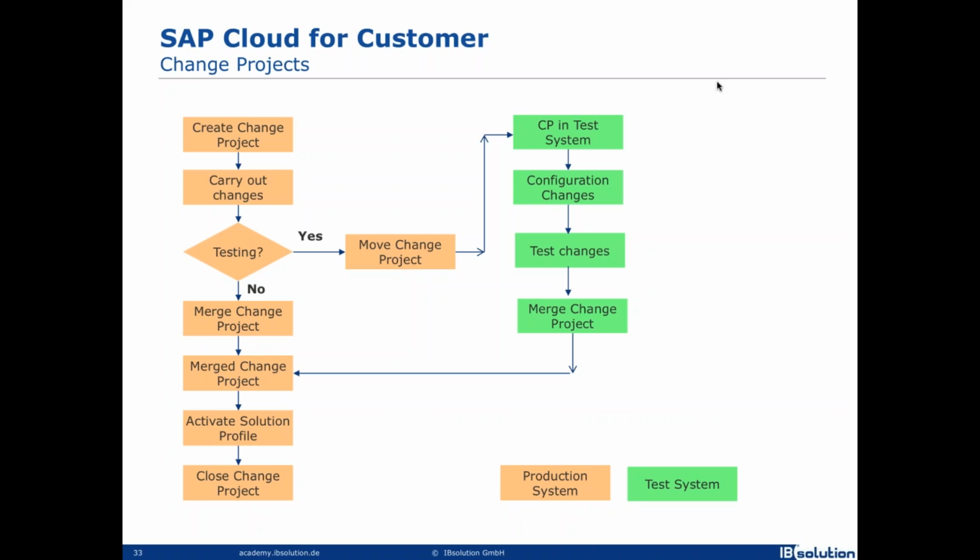So that's slightly different compared to the old world where everything was done from development, quality assurance, and productive environment. Here, the leading system is the production system. That's the place where you can see all the change projects and where you can maintain them.